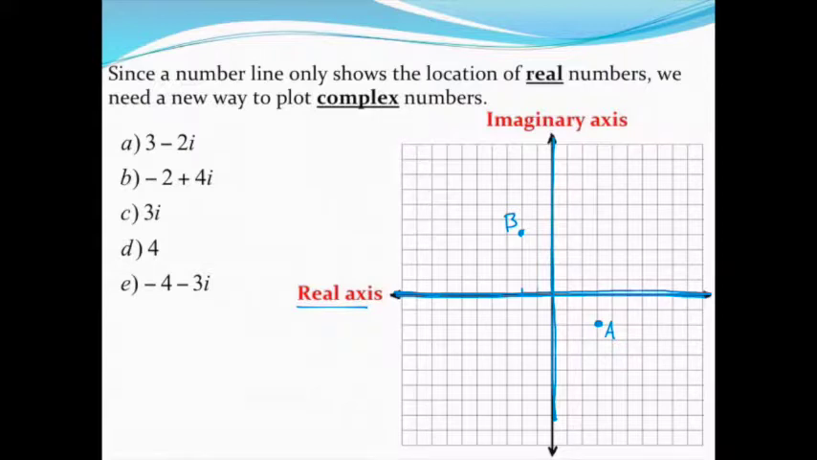3i is just located straight up on the imaginary axis. There is no real number part to it, so that just counts straight up. The number 4, the real number 4, is located where it's always been, on the number line, 4 spaces, so that's point D. And then finally, -4 minus 3i is going to be located right down there. So our complex numbers exist above and below the real number line.